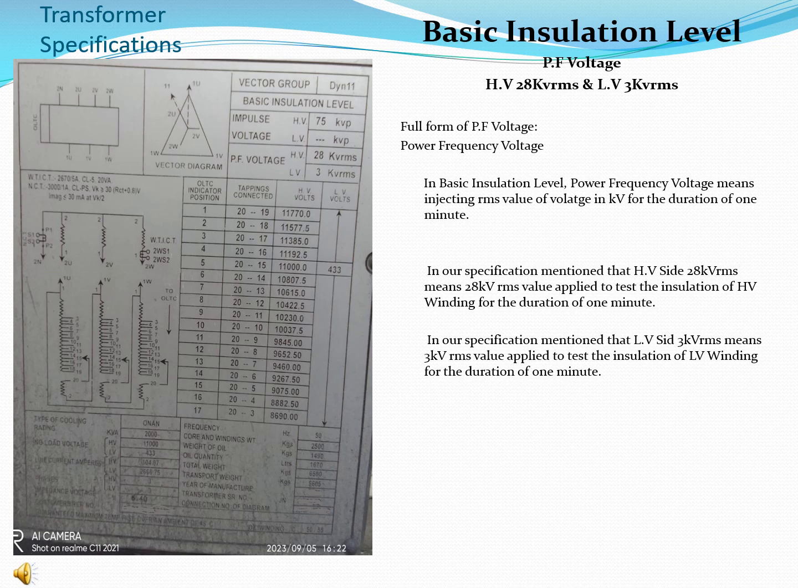And on the LV side, the specification mentions that 3 kV RMS has been applied to test the insulation of the LV winding for the duration of 1 minute. In this duration, applying the HV side voltage and LV side voltage gives us the basic insulation level.